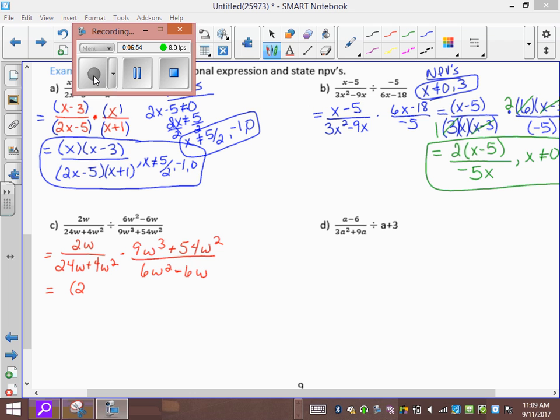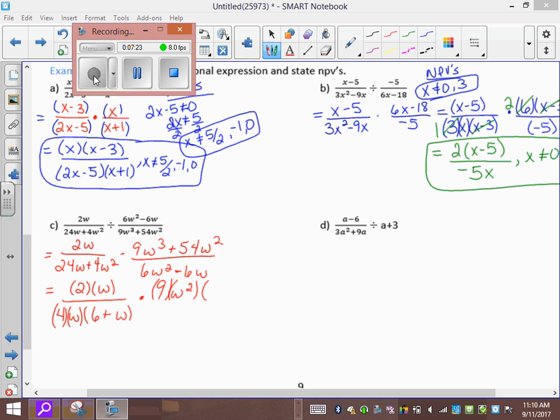So 2w stays 2 in w. 24w plus 4w squared, you can take out a 4w. And then you're left with 6 plus w. Now the 4 and the w can be in brackets. 9w cubed plus 54w squared, you can take out a 9w squared. The 9 and the w squared can go in their own brackets.